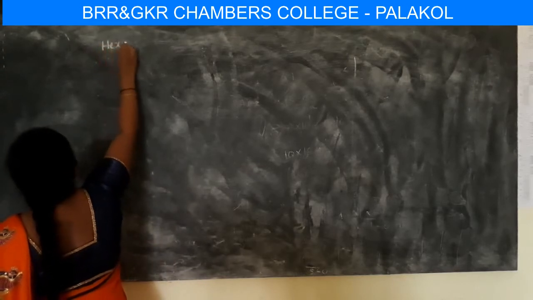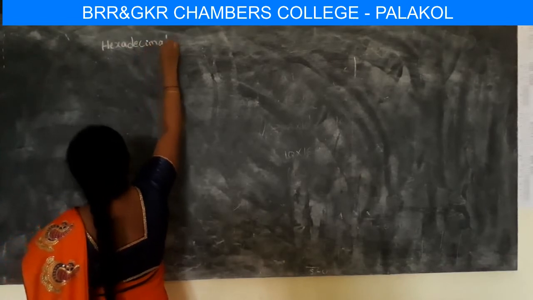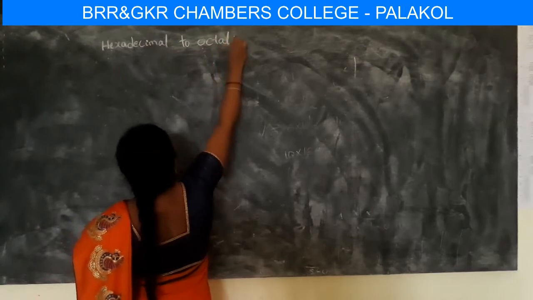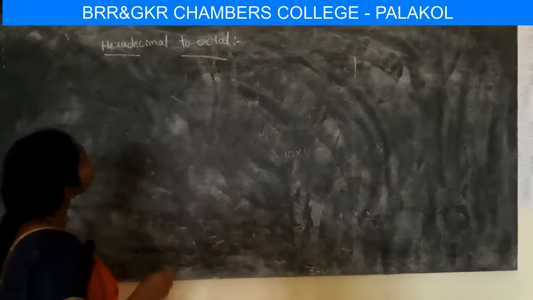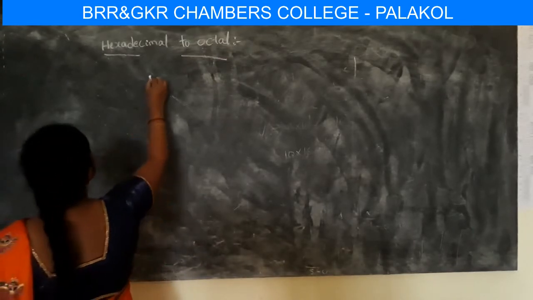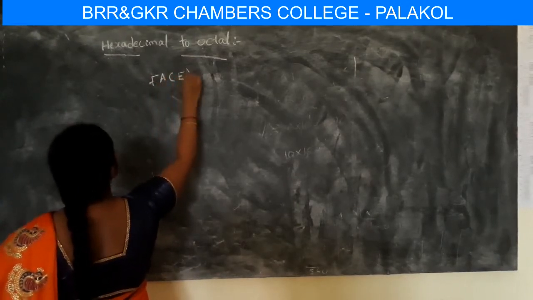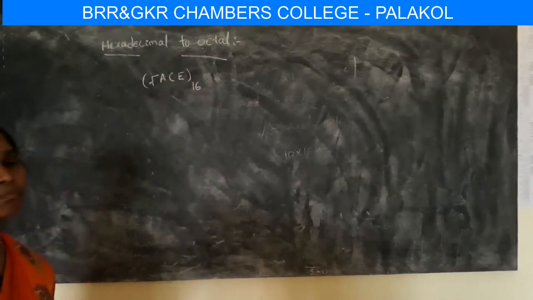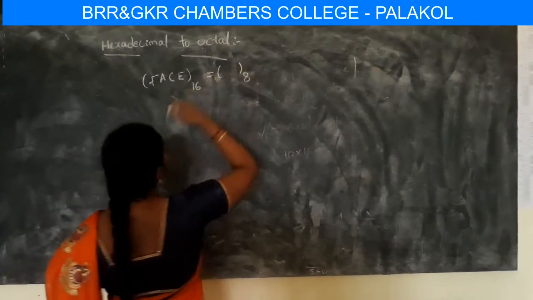Hexadecimal to octal. Okay. Now, for explanation purpose, consider one problem. So, that is here FACE is a hexadecimal number. This hexadecimal number is converting into an octal number.